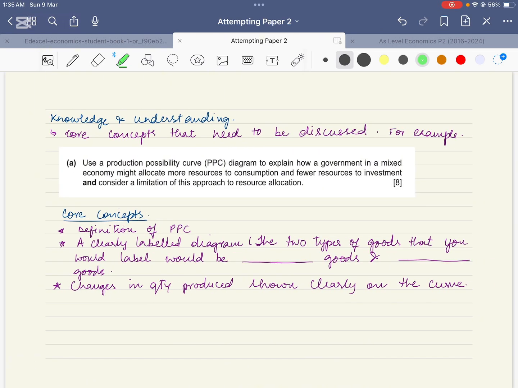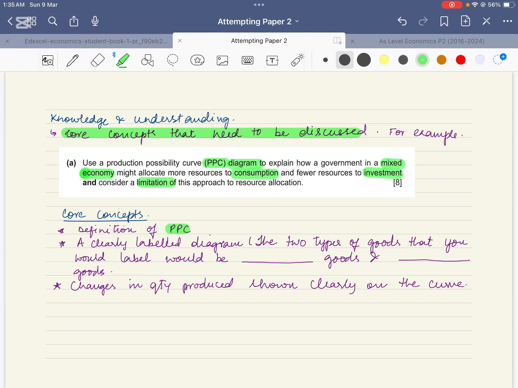Knowledge and understanding means core concepts that need to be discussed in the question. For example, this is a question which says: use a PPC diagram to explain how government in a mixed economy might allocate resources to consumption and fewer resources to investment. Consider limitations of this approach to resource allocation. So the core concept here is the PPC.